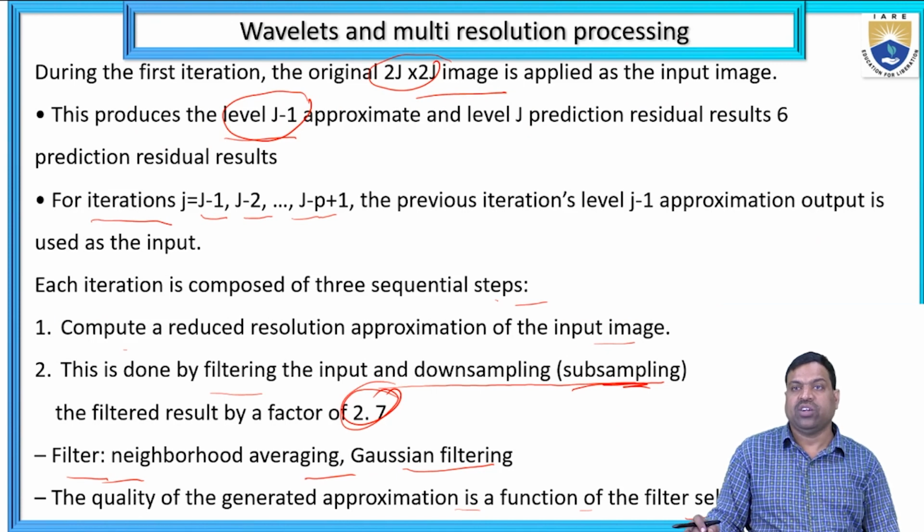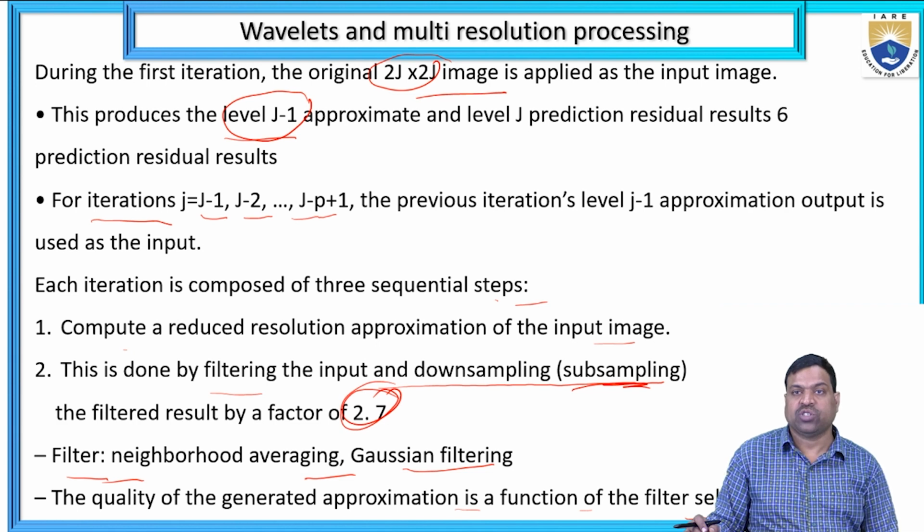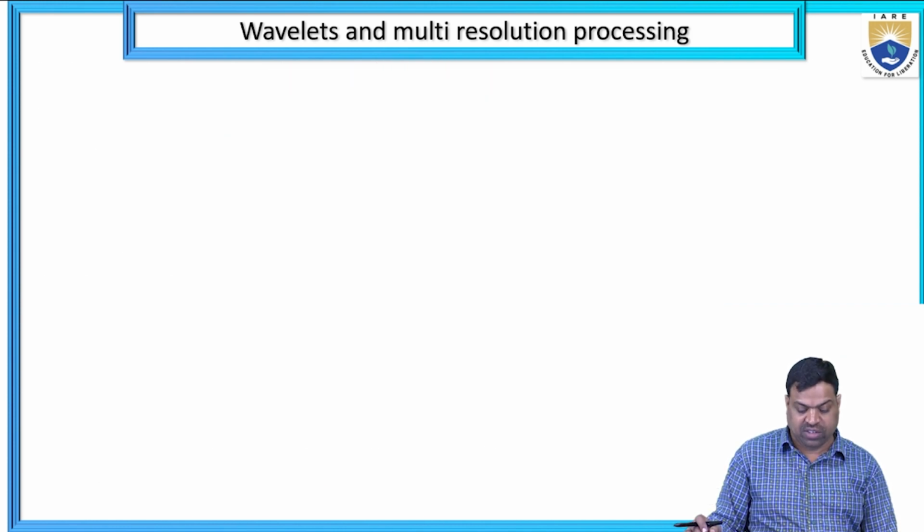Here I am taking the 2^j by 2^j image pyramid. What are the iterations? J equal to j minus 1, j minus 2, and so on, j minus P plus 1, giving P approximation levels. Each iteration computes a reduced resolution approximation, done by filtering the input and downsampling or subsampling, and the filter is neighborhood averaging or Gaussian filtering.